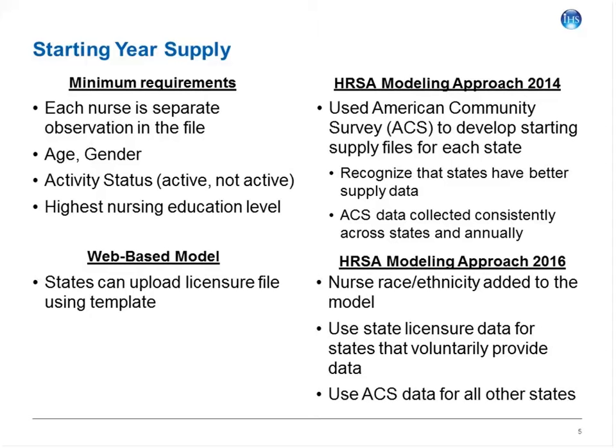And some states have already indicated that they will voluntarily make their licensure data available to include it in the HRSA projections. And this is an open invitation for those that would like us to use their licensure data, just an extract of it, be identified, of course. And for those states that do not want to provide that data, then we'll just continue to use the American Community Survey data for your state, even though we know it's not as good as your licensure files.